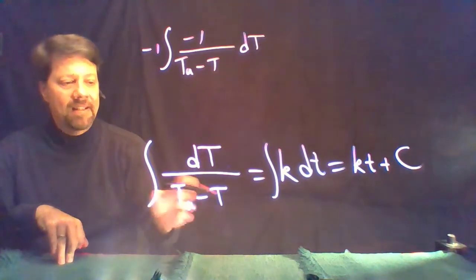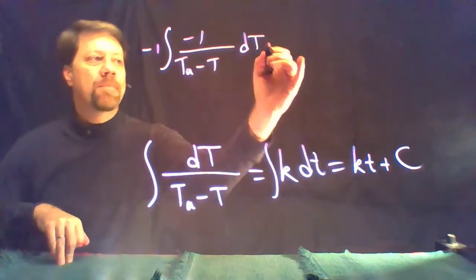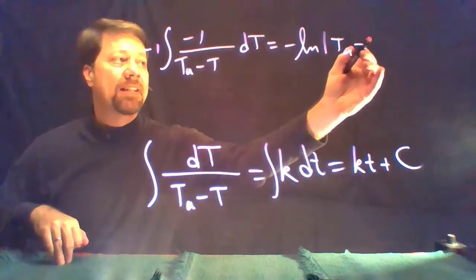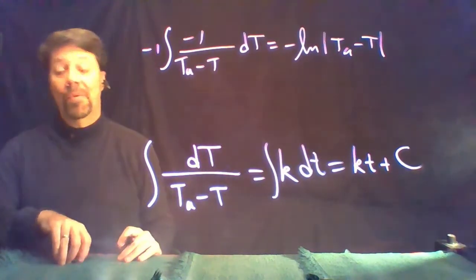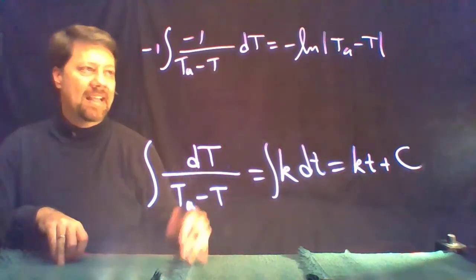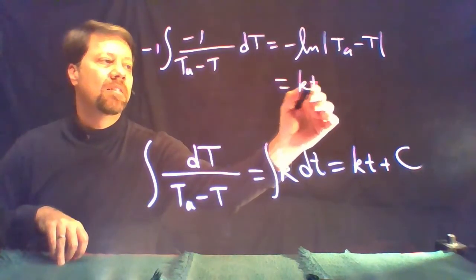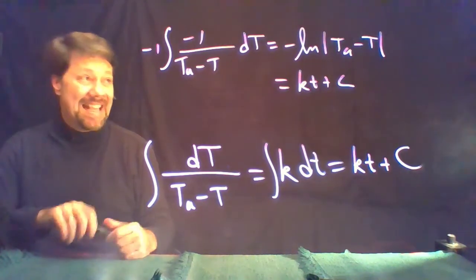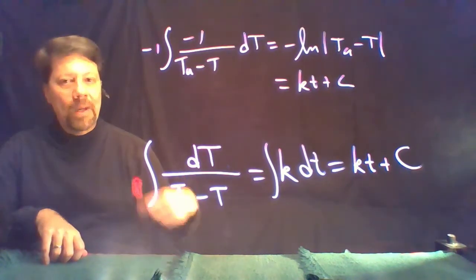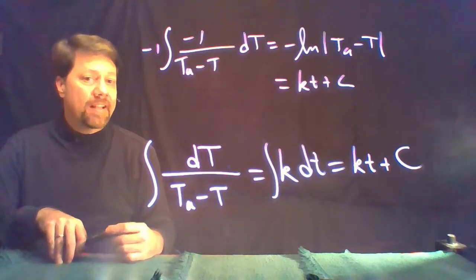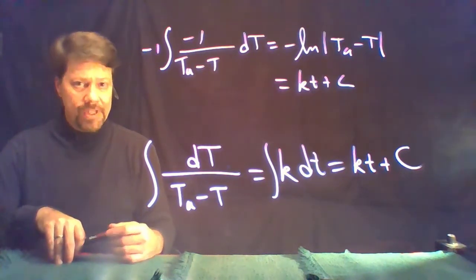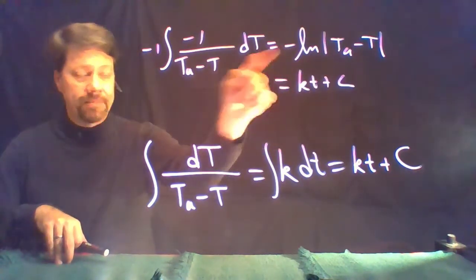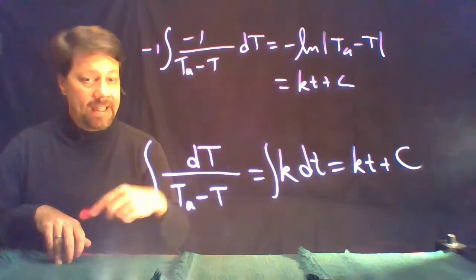If I do that, then the integral on the left becomes minus the natural log of the absolute value of TA minus T. The right-hand side is still KT plus C. If we're trying to solve for the temperature T, we need to whittle away at the things surrounding it, starting with the thing that is furthest away by the order of operations agreement. In this case, the thing furthest away from T on this side is the minus. So we need to get rid of the minus.